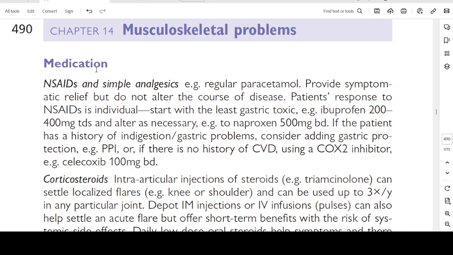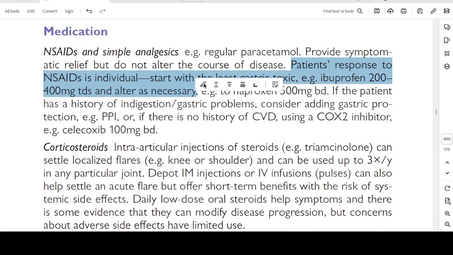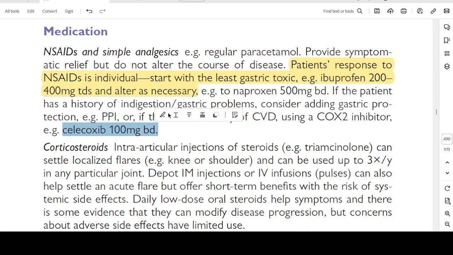Musculoskeletal problems, medication. NSAIDs and simple analgesics. For example, regular paracetamol provides symptomatic relief but does not alter the course of disease. Patient's response to NSAIDs is individual. Start with the least gastric toxic, that is ibuprofen, 200 to 400 milligrams TDS, and alter as necessary, for example to naproxen 500 milligrams BD. If the patient has a history of indigestion or gastric problems, consider adding gastroprotection, for example PPIs. Or if there is no history of CVD, use a COX-2 inhibitor, such as celecoxib 100 milligrams BD.